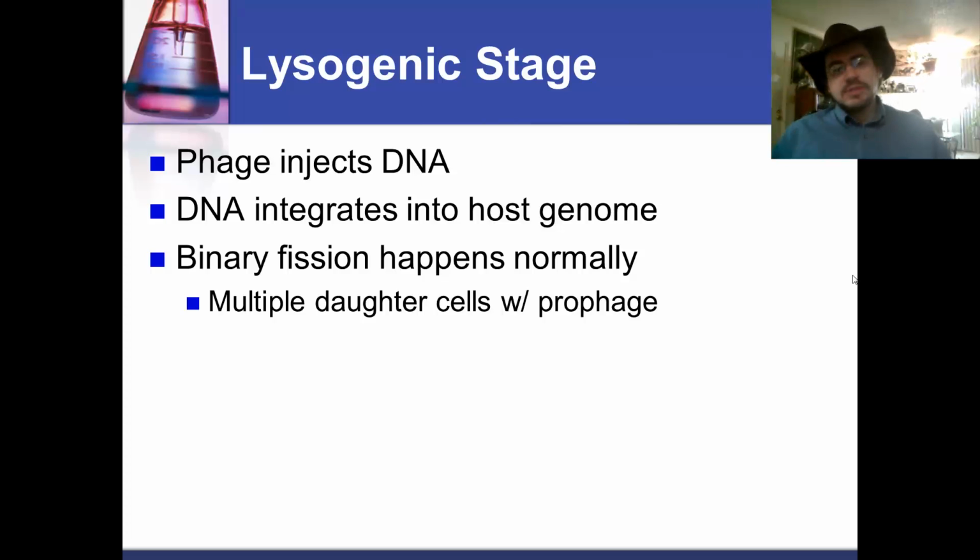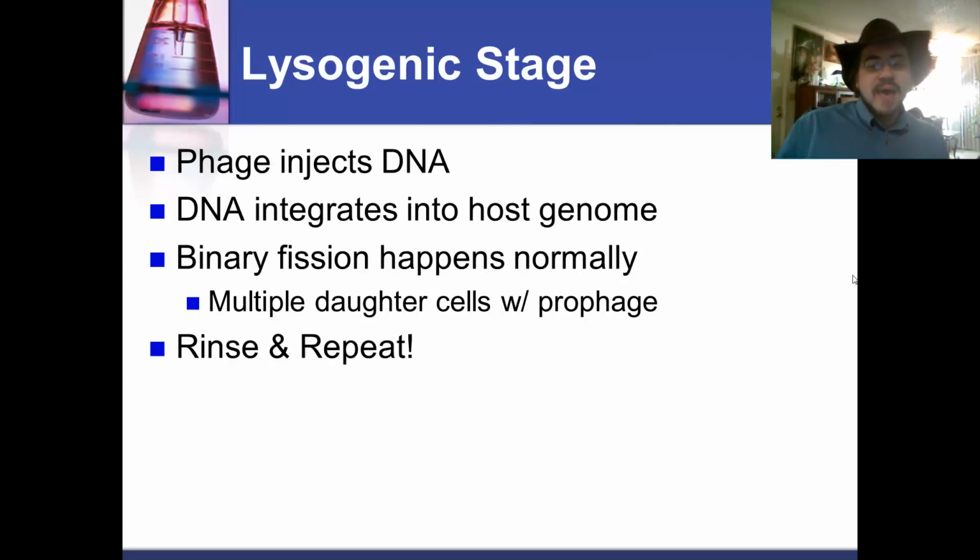So you get multiple daughter cells, and that DNA integrated into that genome is now called a prophage. So you have a bunch of daughter cells with that viral DNA as part of their genome, that prophage as part of their genome, and it just continues over and over and over. Except that at any point, that prophage may just exit the genome. And when it randomly exits the genome, it will start a lytic stage.